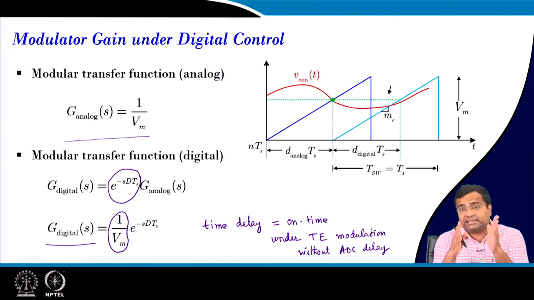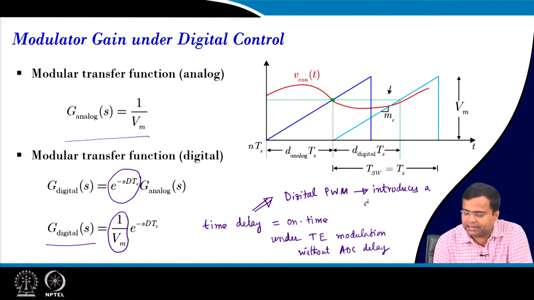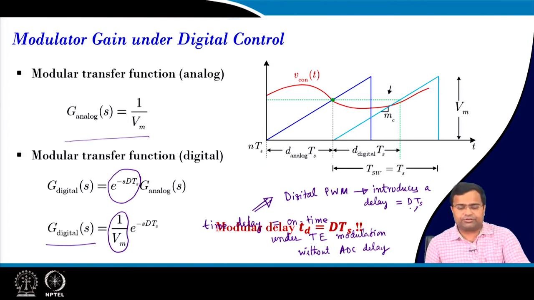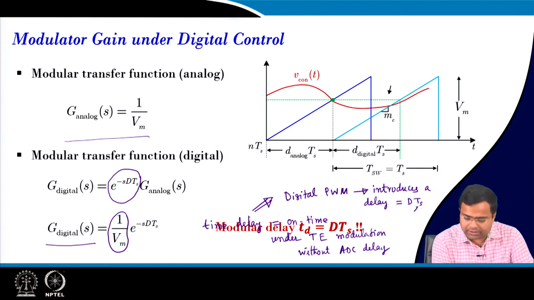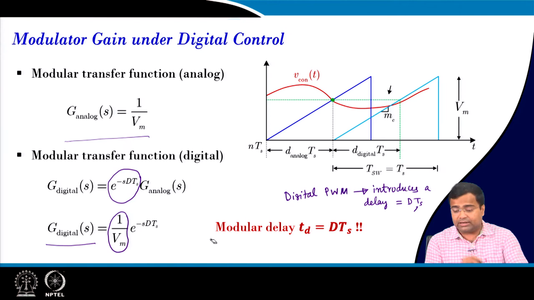That means the modulator itself, the digital modulation. So what is the summary? That means the digital pulse width modulator, the digital PWM block, introduces a delay which is equal to D into T, where T is the time period. In this case we have taken Ts as the time period and D is the duty ratio, the capital duty ratio. So the modulator delay, it is written already here, so it will be like this.